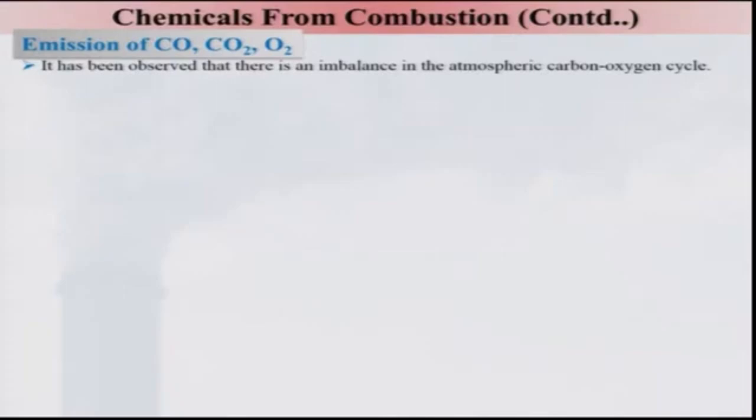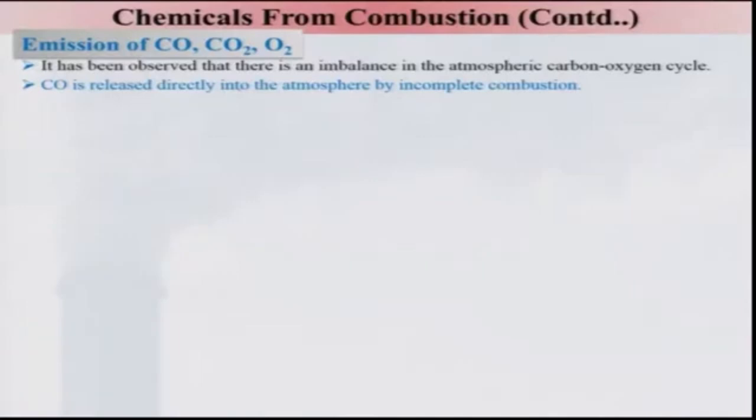With the emission of CO and CO2 and oxygen, it has been observed that there is an imbalance of the carbon-oxygen cycle in the atmosphere. We must keep in mind that nature works in a cyclic manner, Mother Nature works in her own way. We should not hamper or tamper with the cycle which is going on. Therefore, our effort must be to minimize the use of combustion systems for sustaining life on this beautiful earth. At the same time, we will have to work hard on developing our combustion systems so that the chemical emissions from them can be minimized.